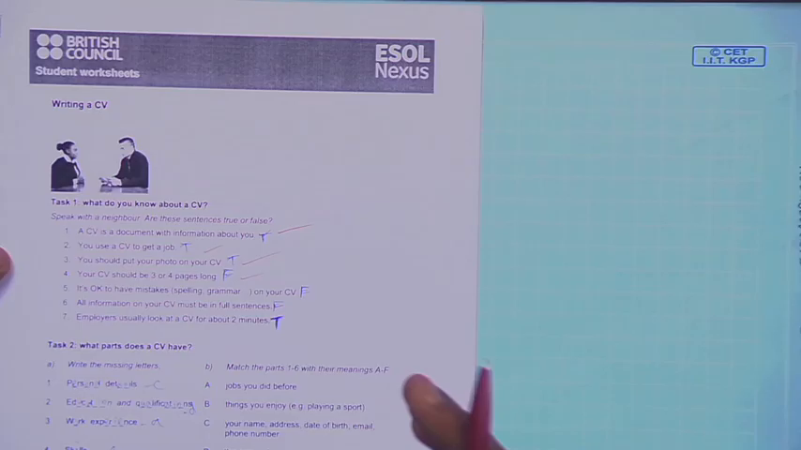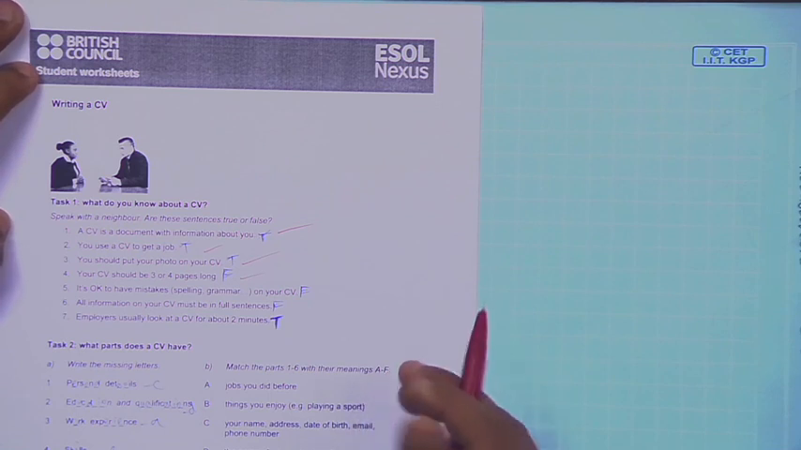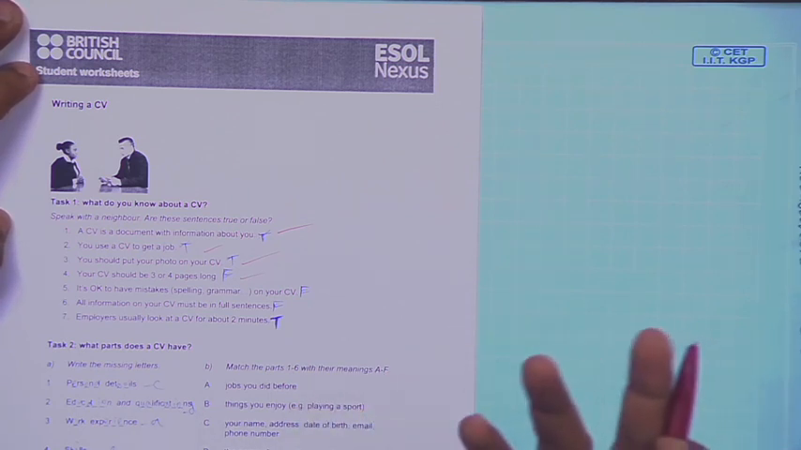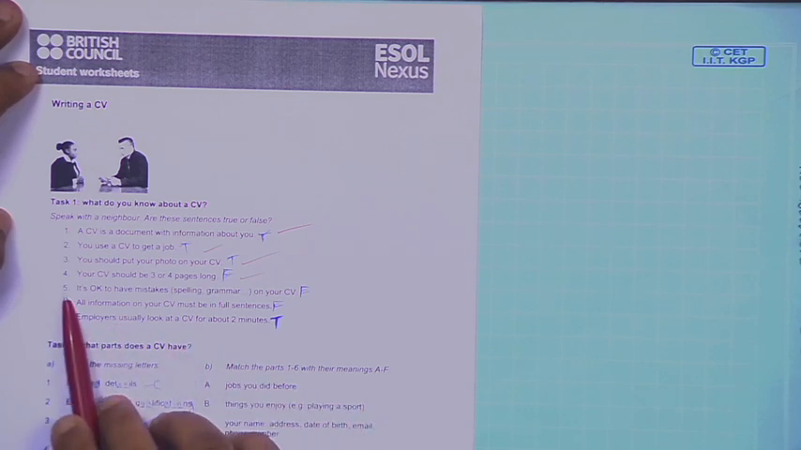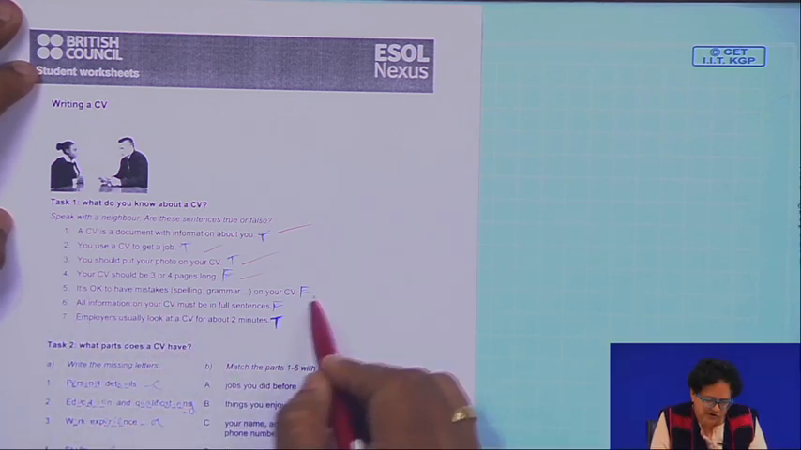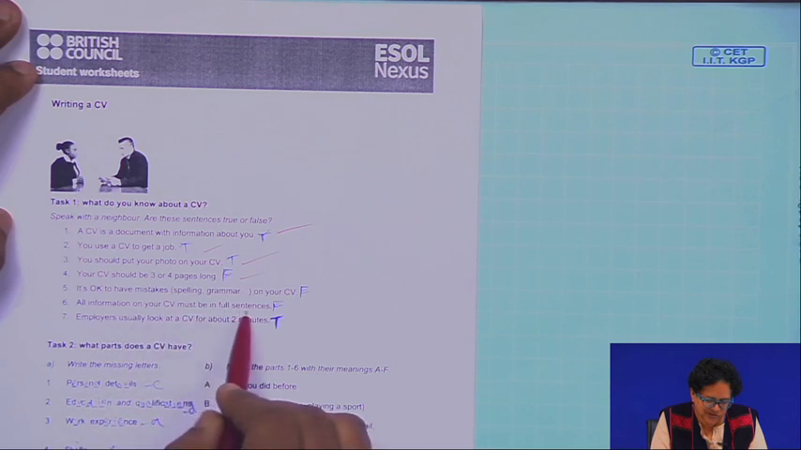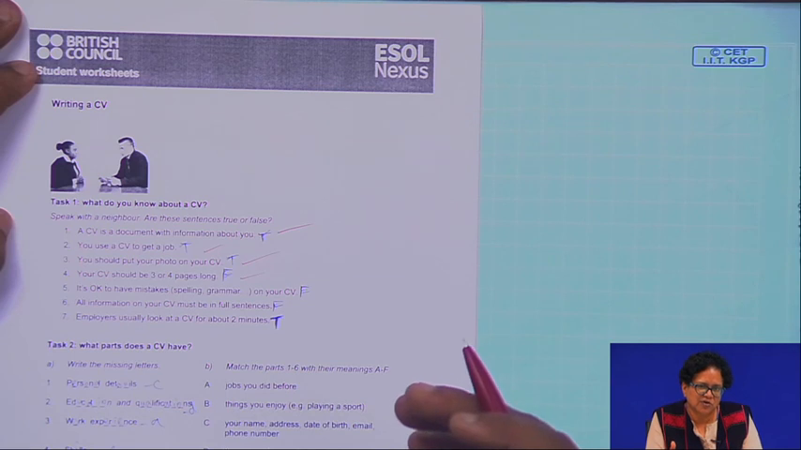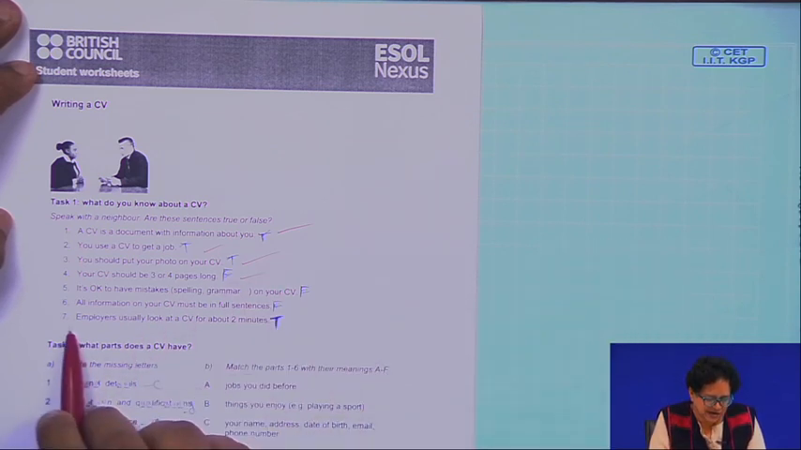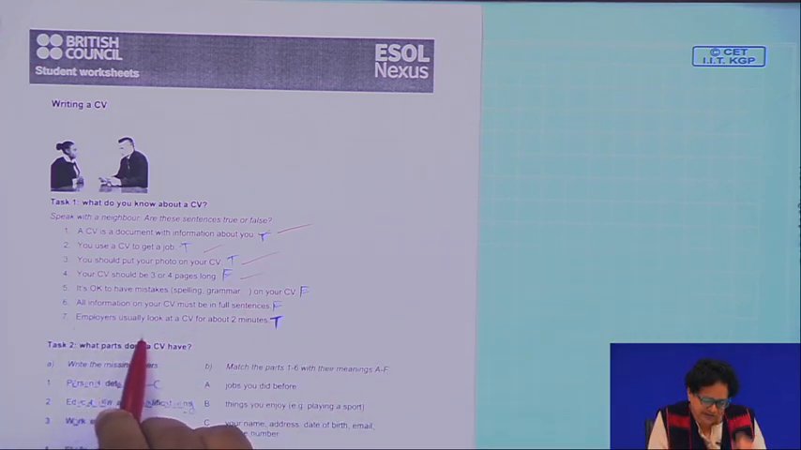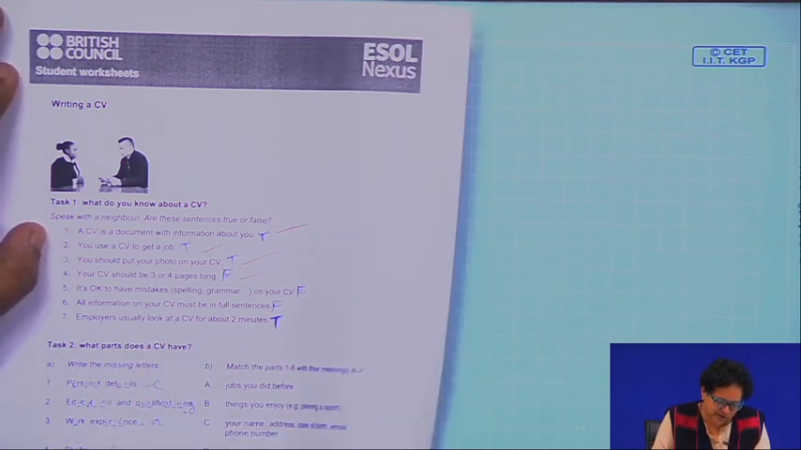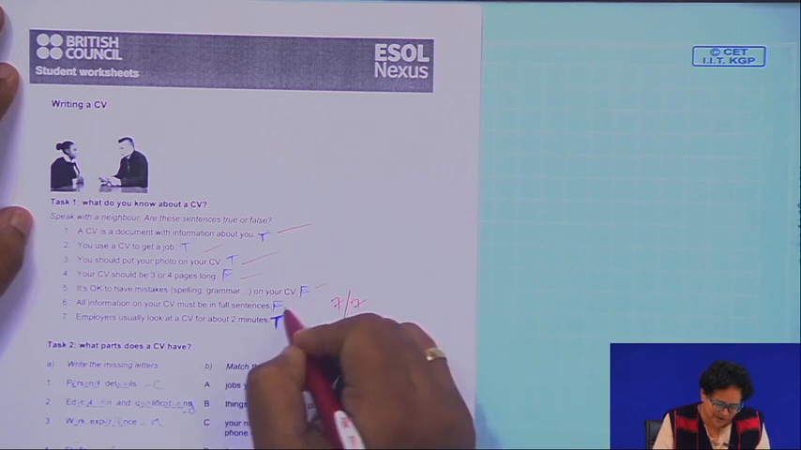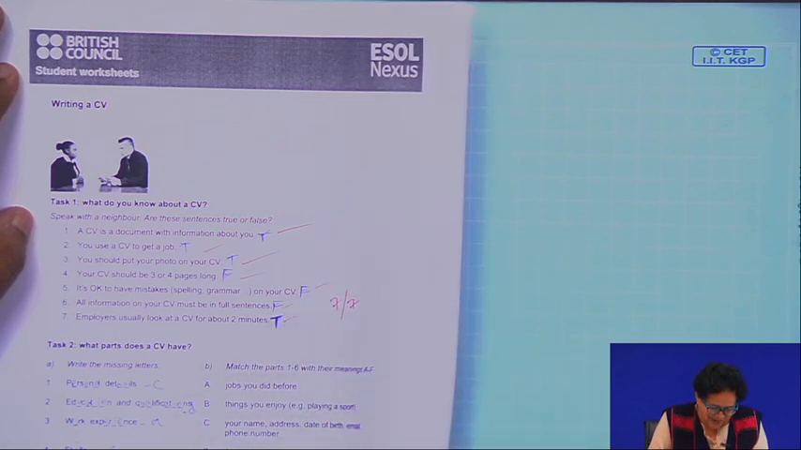It should be, to the best of my knowledge, 2 pages, so that it can be printed on both sides and sent to the other. Number 5, it is okay to have mistakes. False. All information in your CV must be in full sentences. False. It should be in phrases which give the communicative value of a sentence. And number 7, employers usually look at a CV for about 2 minutes. True. Very good. Well done. This is 7 upon 7. Very good. Okay, then we come to the next part.